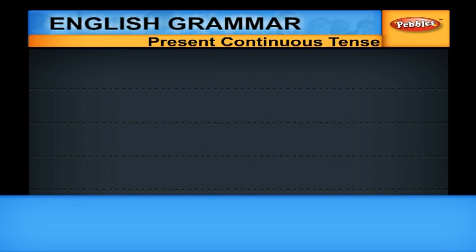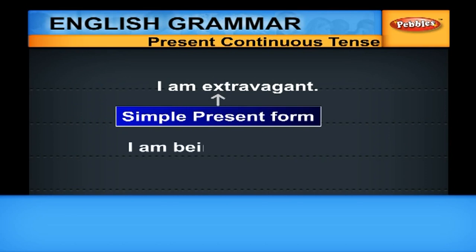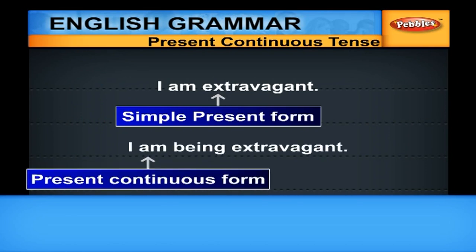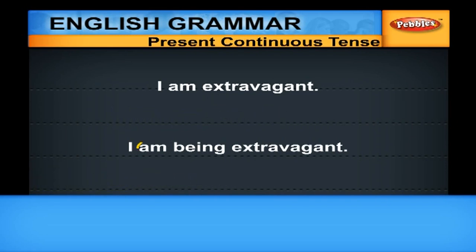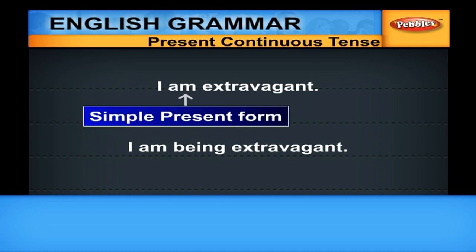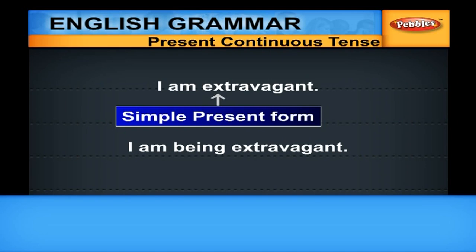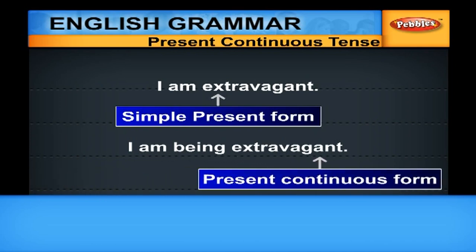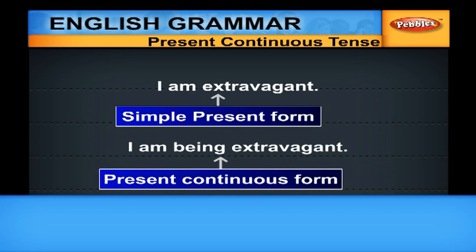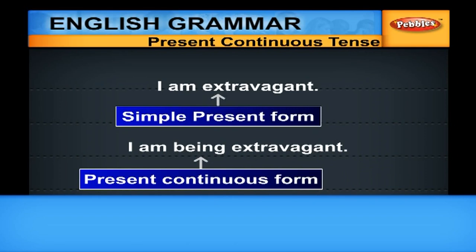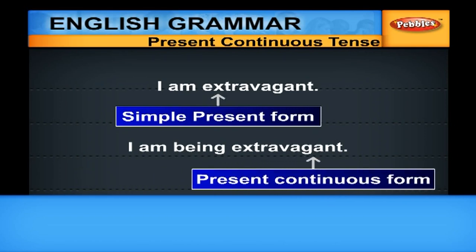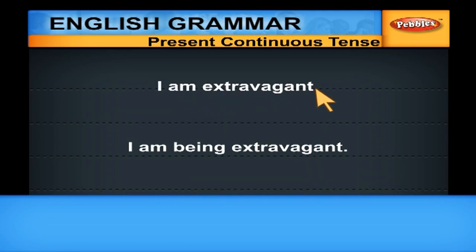What is the difference between these two sentences? I am extravagant. It is in simple present form. I am being extravagant. It is in present continuous. Note here, we are using the verb being as the main verb and am is the helping verb. The first one is in the simple aspect. It refers to my habit. I spend a lot. The second one, I am being extravagant, is in the continuous tense. It means that I am spending freely at this point of time. I am in a mall or in a shopping place and I am spending a lot. The first one is simple present and the second one is present continuous.